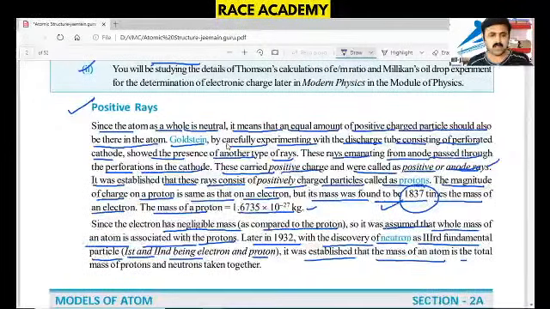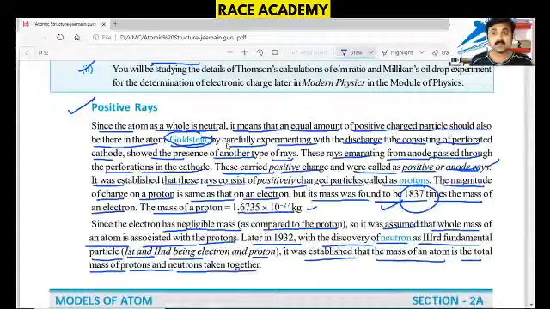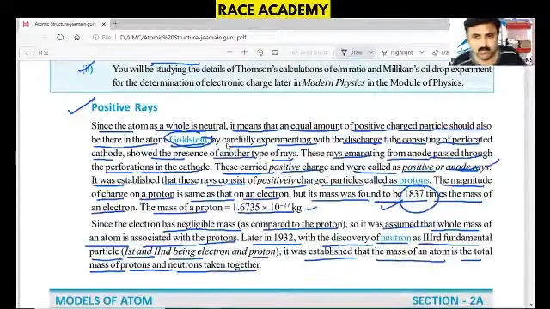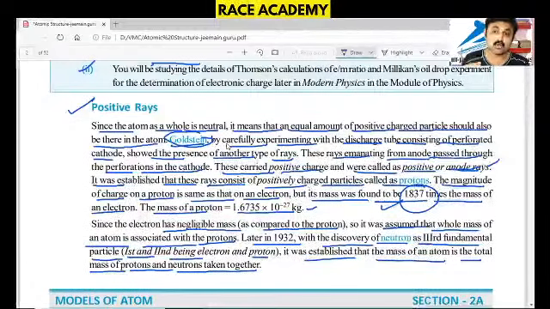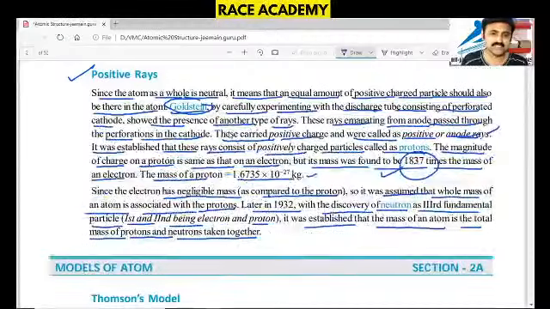So positive rays were discovered by Goldstein, and he told that the mass of a proton is higher than the electron, so it is bigger than the electron. The electron mass is almost negligible compared to the proton. So protons are said to be united with neutrons in the determination of the mass of the atom, because both are said to be present at the center of the atom, after the recent studies.